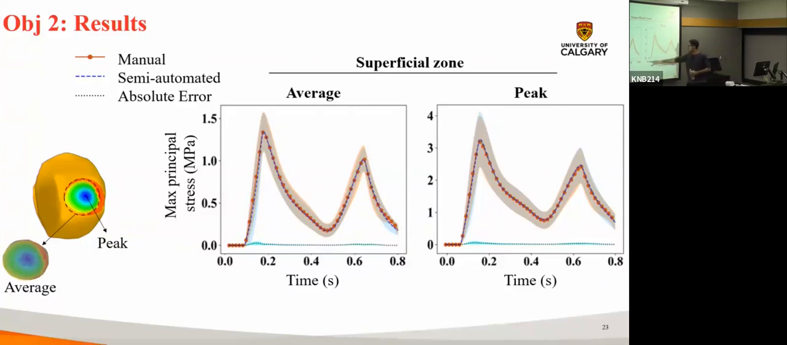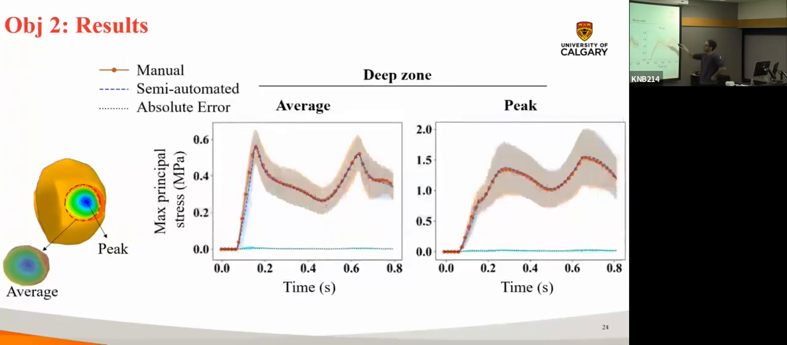So this is throughout the time for the gait, and they're not statistically significantly different. We did the same for the deep zone, where cartilage interacts with the bone. And again, they're not significantly different.